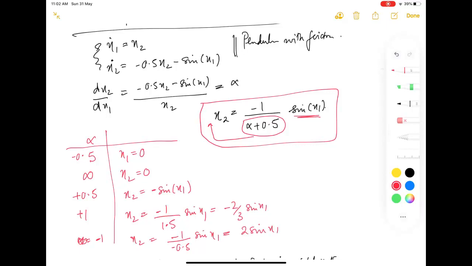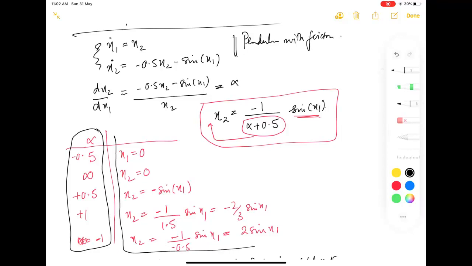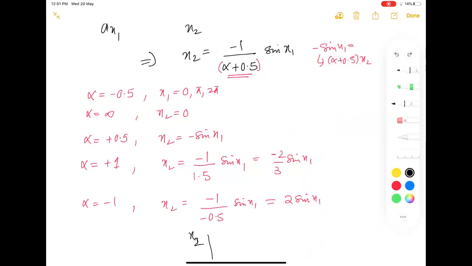So for these different values of alpha, these are the equations for the isocline. And the next step would be to draw these isoclines and draw the phase portrait after we draw the isoclines. Okay, so let us now draw a phase portrait for this.